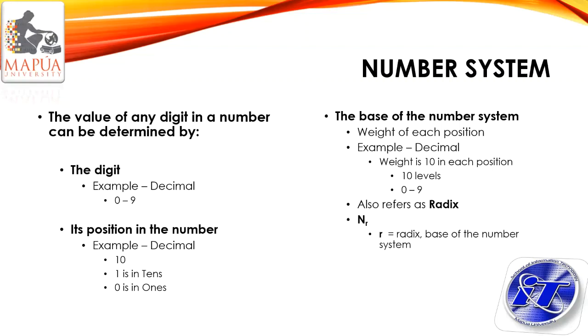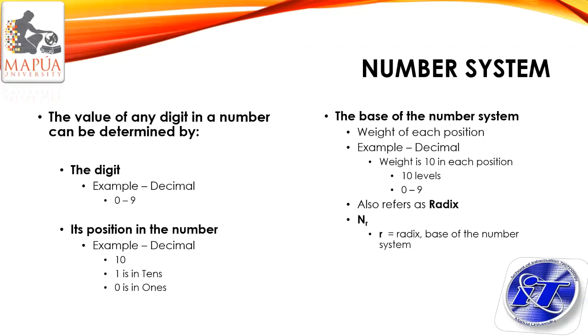So related to positional value, the base defines how big each position is. So for example, in decimal, each position is based on 10 levels, 0 to 9 for each level. And another word that refers to base is radix. If we say radix, it's the base of the number system, the weight of each position. We call it radix, or base.